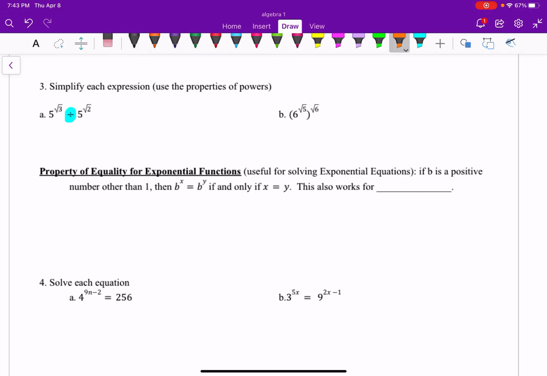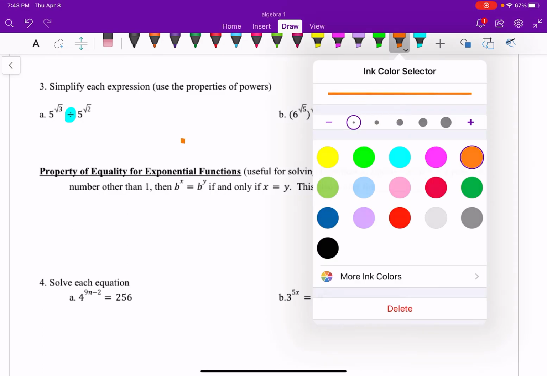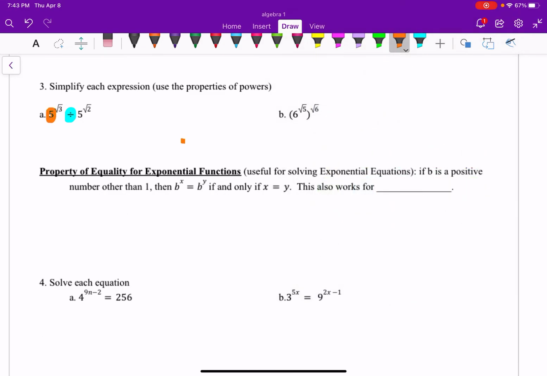Let me fix this one. We have like bases, so we're going to subtract the exponent. So this is 5 root 3 minus root 2. There's nothing you can do to simplify that one, okay? Because root 3 and root 2 can't go together.